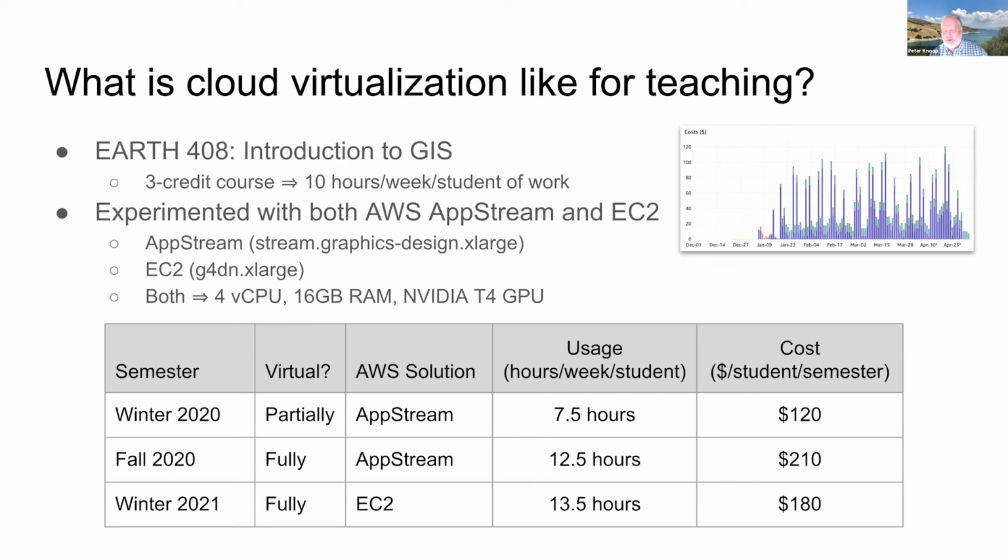If you can remember that far back when the pandemic was first hitting, there was changes in what the assignments were like, because some of them were dependent on things of being in the classroom and access to physical samples. And so it wasn't quite reflective of a typical semester. The following semester, in fall of 2020, we were fully virtual at that point, and we stuck with AppStream then just to see how it would behave under a whole semester's condition. What we found there is that students were spending about 12.5 hours a week on average working with it, and the cost came out to about $210. So doing some calculations, we decided we were going to try EC2 this past semester to see if that would bring costs down. And it did, even with students doing slightly more work per semester.